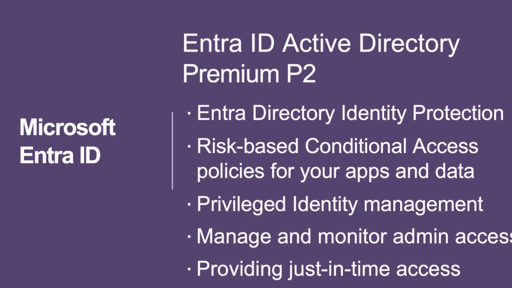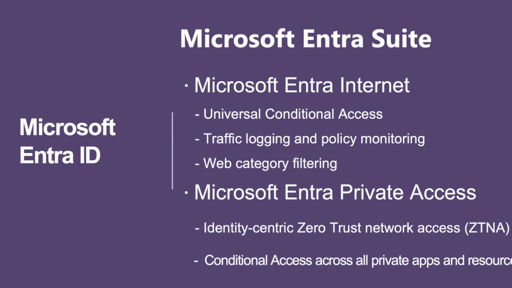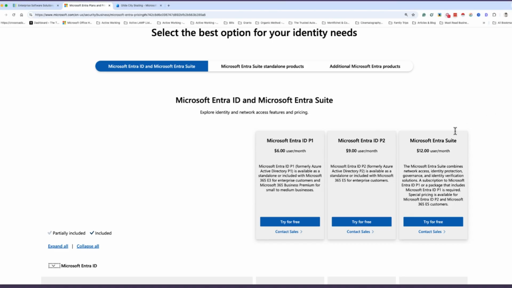And then the last thing I want to cover is Microsoft Entra Suite. Now, what's Entra Suite? You're getting universal conditional access, traffic logging and policy monitoring, web category filtering, and that's under Entra Internet Access. And then Microsoft Entra Private Access, you're getting identity-centric, zero trust network access, and conditional access across all private apps and resources, right? So if you're seriously thinking about security and you want to step up and leverage its capabilities, again, I highly recommend it. You're getting Entra Suite.